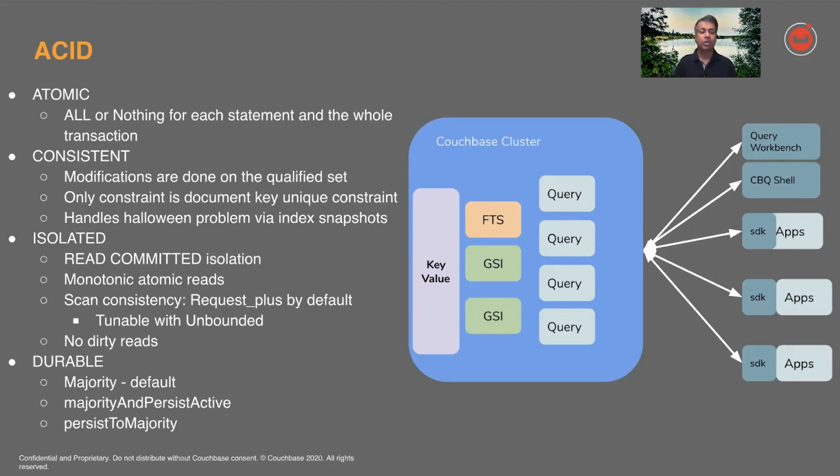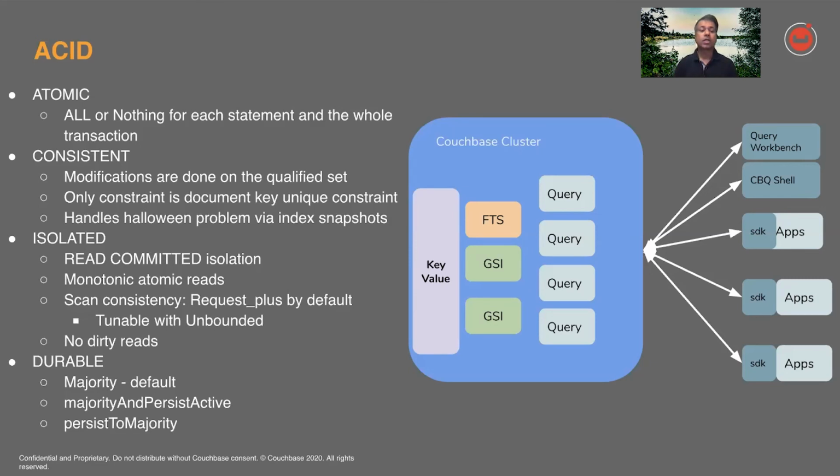Durability, we support multiple durability options. Majority is default. That means in a cluster, when you write, we send the updates to the majority of the KV nodes, and if it is sent, it is in the respective cache of the majority of nodes, then we deem it as committed. That's one of the durability options.